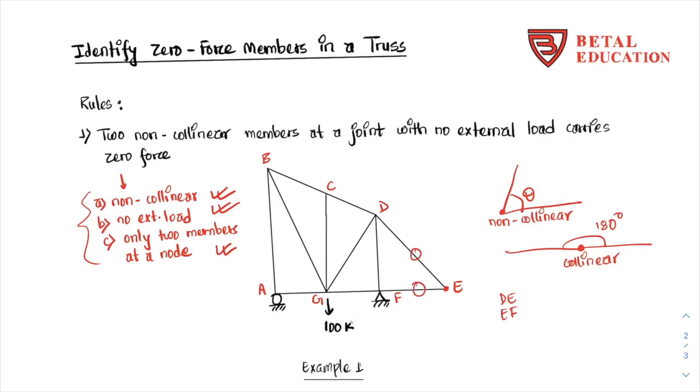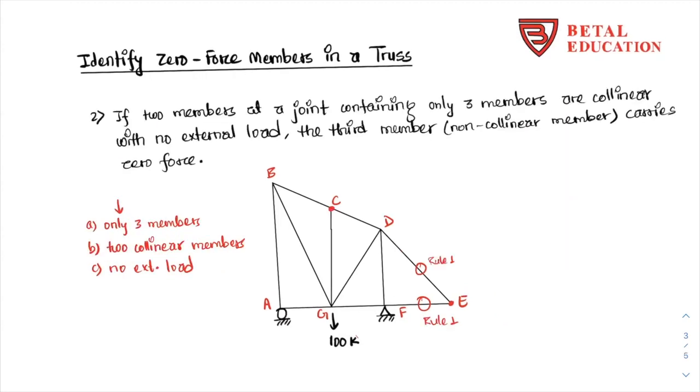Now let's try to look at similar locations at other nodes, and it looks like we don't have any other nodes that can satisfy rule number 1. So that's all for now. Let's move on to rule number 2.